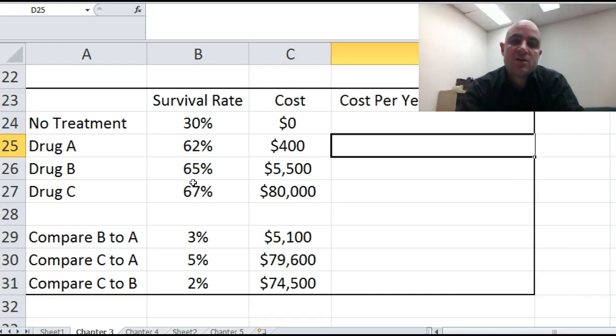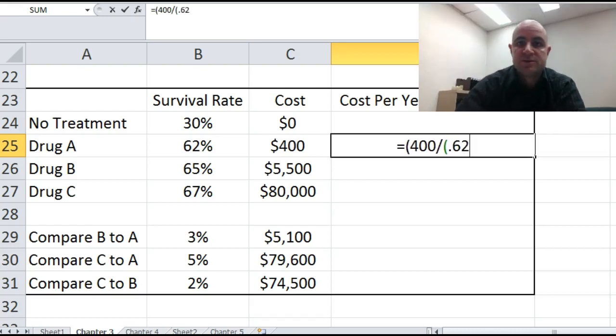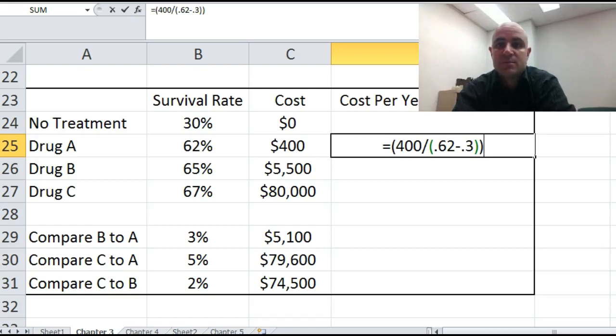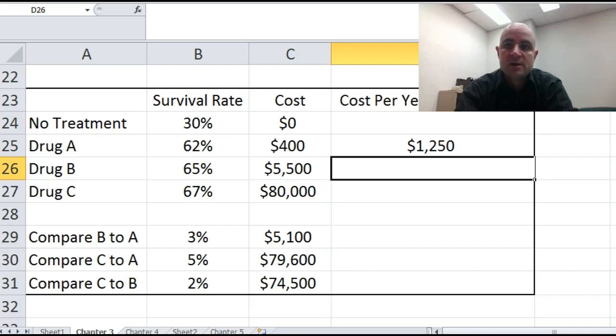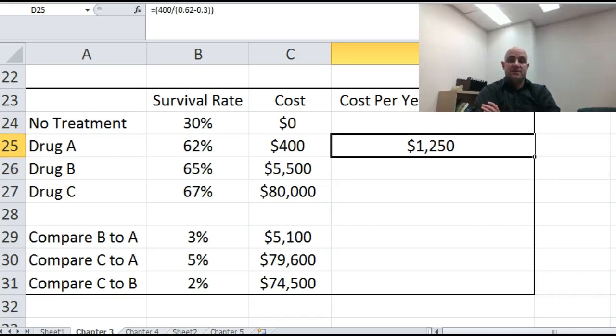So let's look at this. The way that we calculate it is the additional cost over the effectiveness. And so it's going to be 400, which is the cost, divided by 0.62, which is your survival rate with it, minus 0.3. Now, don't worry so much about these calculations. Worry more about what it's showing. So here it's 1,250. So your survival rate goes up by 32%, goes from 30 to 62%.